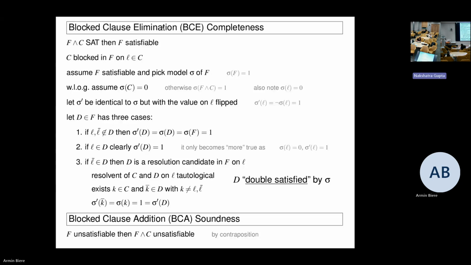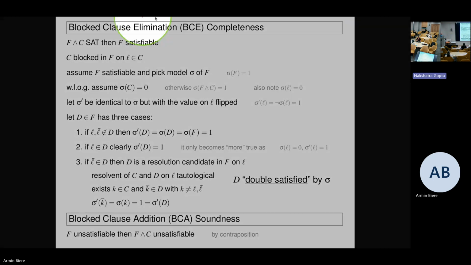Sorry, I should have written it the other way around. I think I did a copy error. It's the other way around: if F is satisfiable, then F and C is satisfiable. Sorry about that, because this is also my assumption in the third line. I just didn't pay attention. All right, so assume F is satisfiable, and of course we have the side condition here. So assume F is satisfiable, and you have a model for it.